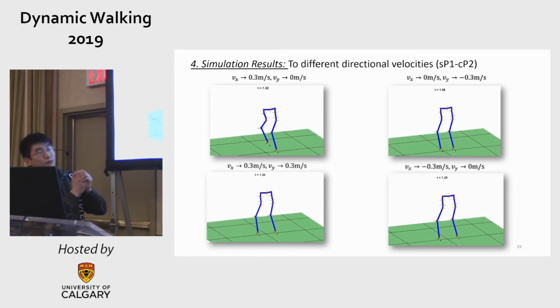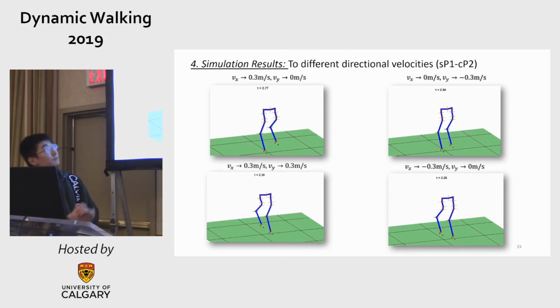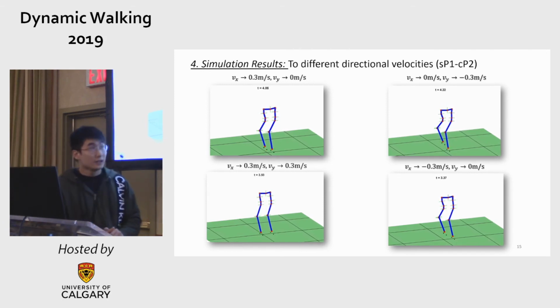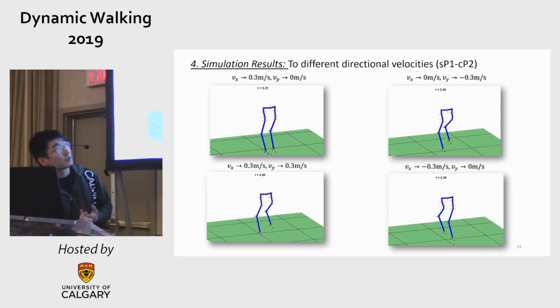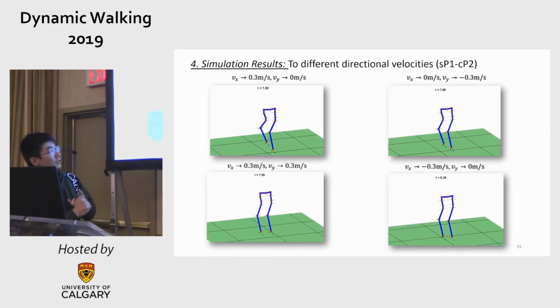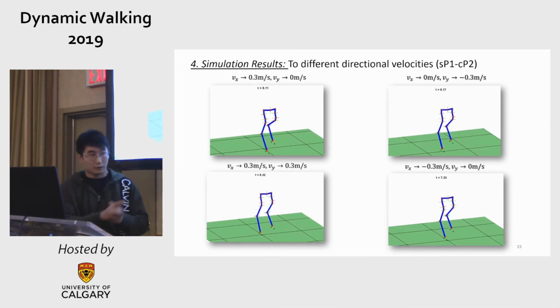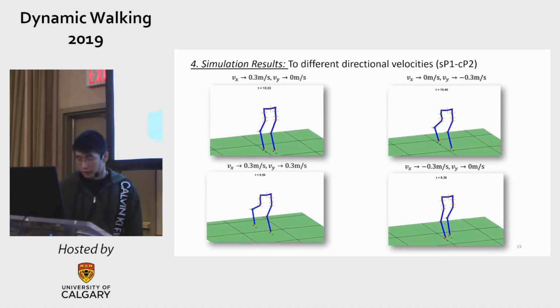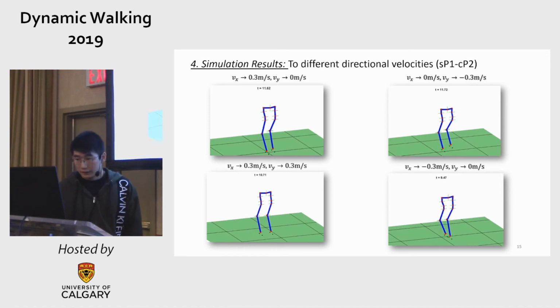So here, I can steer the robot to different directional velocities. For the one you saw, it's walking forward, and on the upper left corner, it's walking to the side. And for the lower left corner, it's walking in diagonal directions. And for the bottom right corner, it's walking backwards.